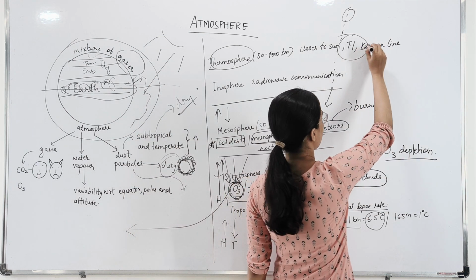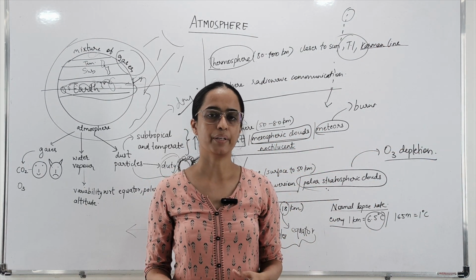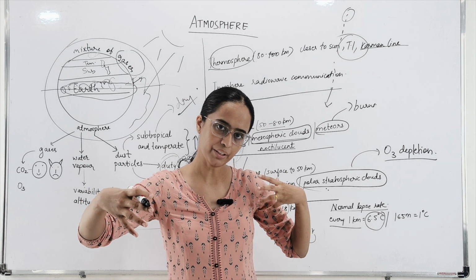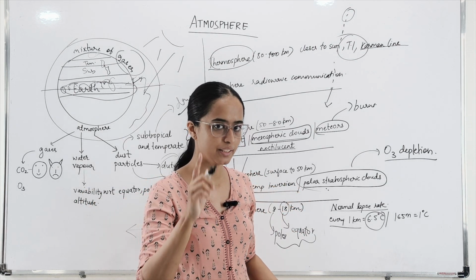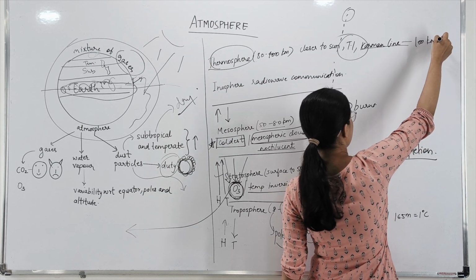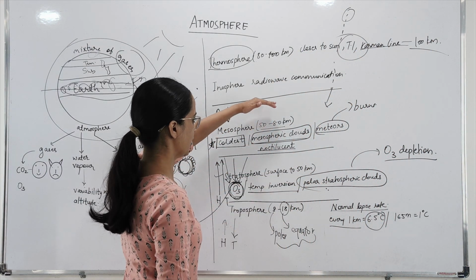I have written something called the Kármán line. What is this Kármán line? This is the line which separates the Earth's atmosphere and space. It's a boundary between Earth का atmosphere and the space. ये कहाँ पे होती है? Exactly at 100 kilometers.